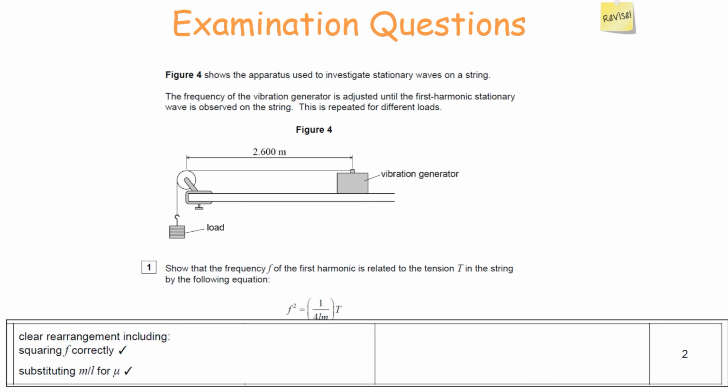So what you've got to understand is that, like we said before, f is equal to 1 over 2L times the square root of T over mu, where mu is mass over length. But it's important to note that here we're being given mass and length in the equation. So they want you to change mu in that equation to mass over length. So what you would do is square all the terms to get f squared, and therefore you pop in m over L for mu and rearrange it and get the equation which is written down there.